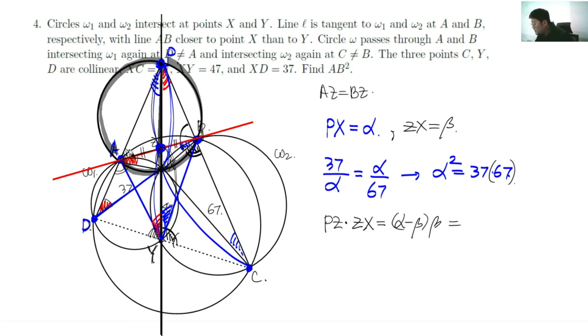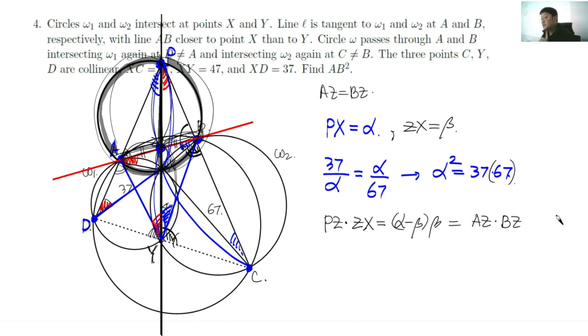So PZ times ZX, which is alpha minus beta times beta, equals AZ times BZ. Why? Power of a point. On the power of a point, there are two chords. 1 and 2, 1 and 2. So just pure power of a point. No fancy stuff. So we get that information. And we're looking for AB squared though. Of course, if we get AZ times BZ, we're done.